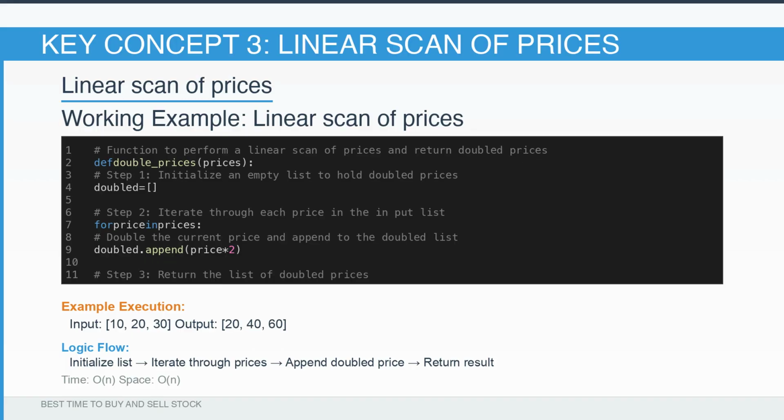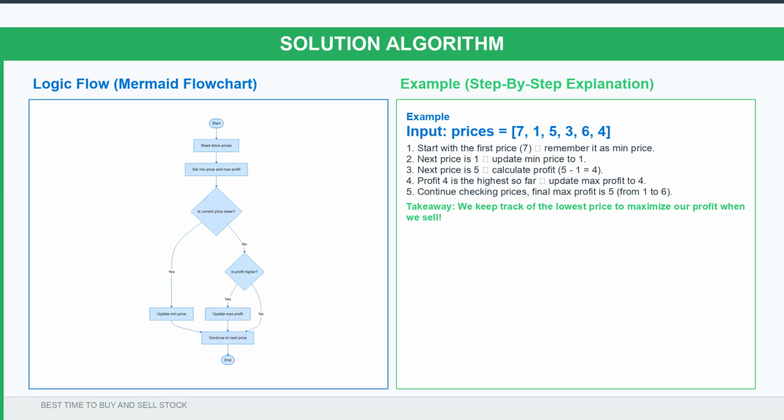To solve the LeetCode problem of finding the best time to buy and sell stock, we follow a straightforward algorithm. First, we need to understand that our goal is to maximize profit, which means we want to buy at a lower price and sell at a higher price later. We start by initializing two key variables: min price, which we set to a very large number, and max profit, initialized to 0. This helps us track the lowest price we've encountered so far and the maximum profit we can achieve. Next, we loop through each price in the provided array.